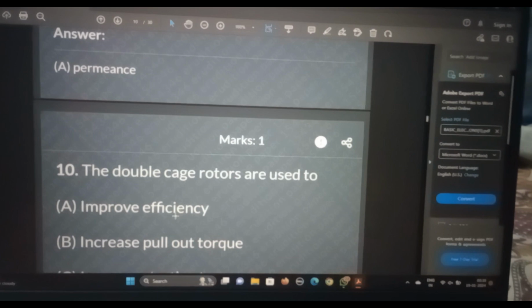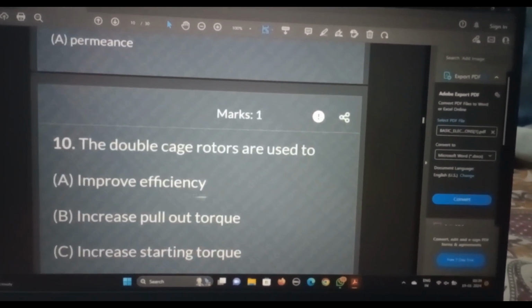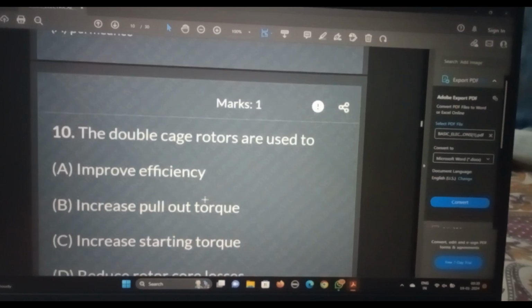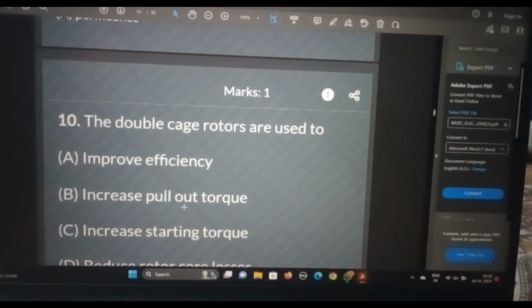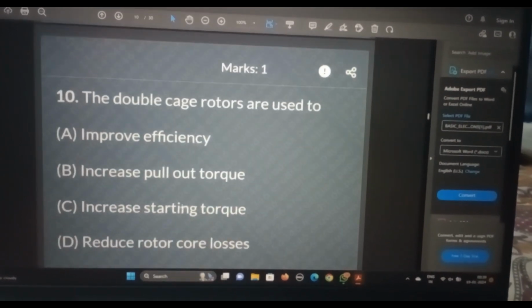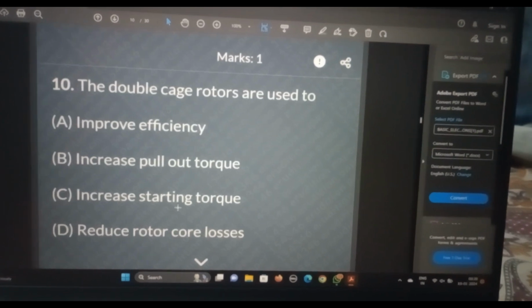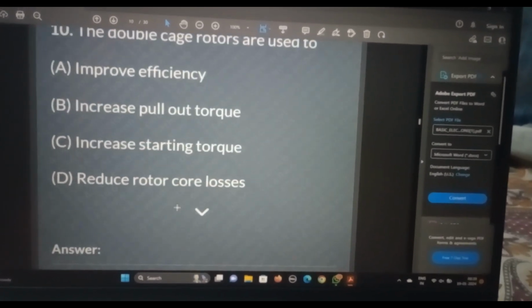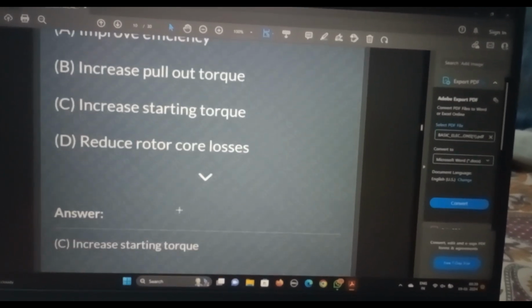Number 10. The double cage rotors are used to: option A, improve efficiency; option B, increase pull out torque; option C, increase starting torque; option D, reduce rotor core losses. The right answer is option C, increase starting torque.